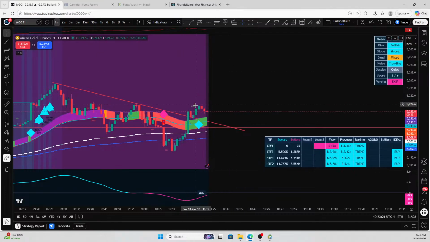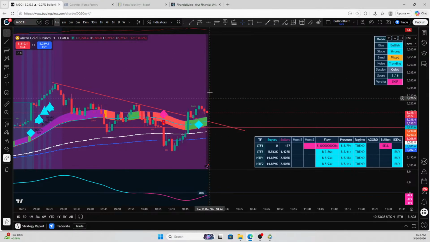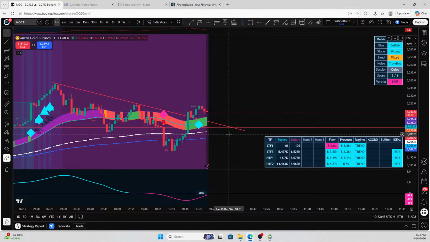And we have change of character. We want to wait for break of structure. We do see high volume candles start to print. So all we want to see right now is price starting to trend to the upside. Remember, stop's going to be below the band. Stop's going to be below the band. And we're targeting 1:1.5. Our risk reward ratio is 1:1.5.